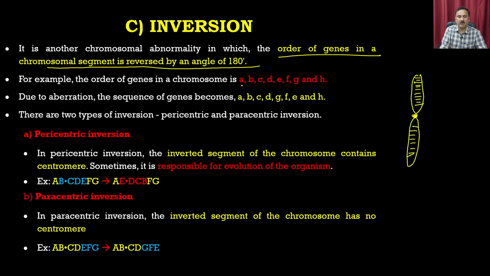So remember that if the order is like A, B, C, D, E, F, G, H, right? And due to the aberration, the sequence of genes becomes like A, B, C, D, G, F, E, and H, right? So there is an alteration here, right?